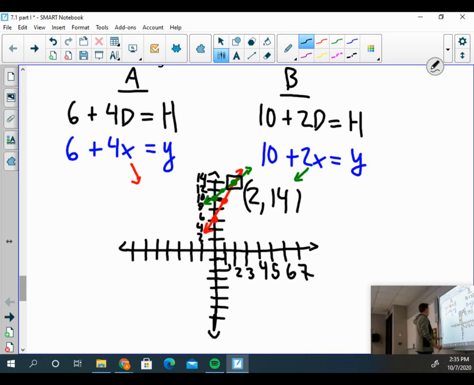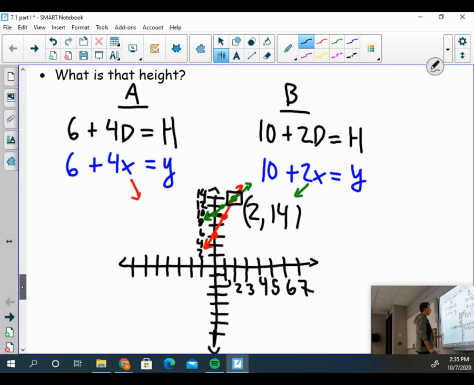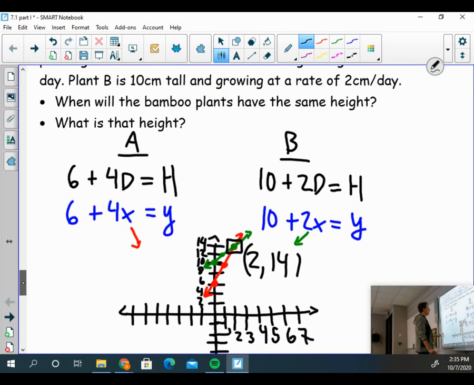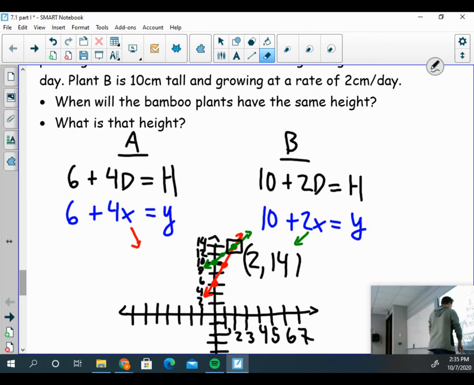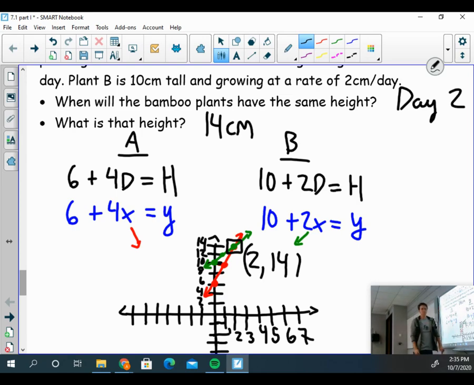Well, now we got to interpret our answer in the context of the problem. What is 2 and what is 14? Well, remember the x variable represented time. So when will the bamboo plants have the same height? At day 2. Again, that's our x value. That's where they intersected. And what is that height? 14 centimeters.